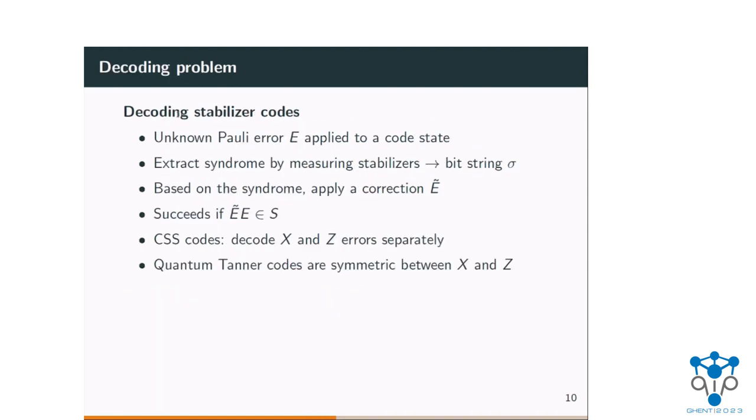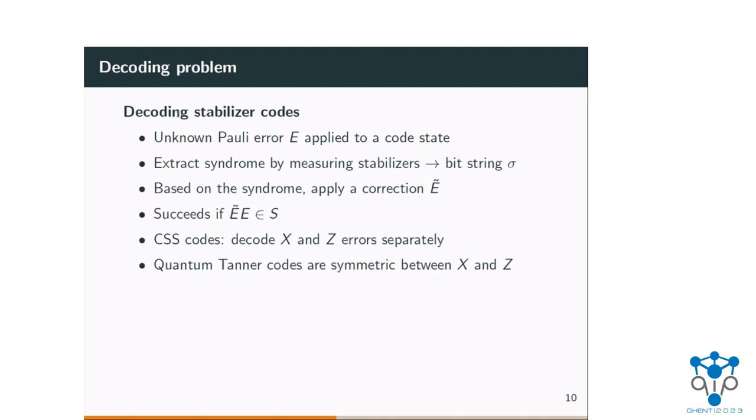And now I want to talk about actually decoding these things. So for decoding stabilizer codes, the general setup is that some unknown error has been applied to our code state. We don't know what the error is, but we can gain information about the error by measuring the stabilizers. That will give us a syndrome, which tells us which stabilizers have been violated. Based on this syndrome, we can run some algorithm that will tell us some correction to apply, E tilde. And we succeed in decoding if E tilde is equal to E, up to a stabilizer, because we know that stabilizers don't have any logical effect on the state.